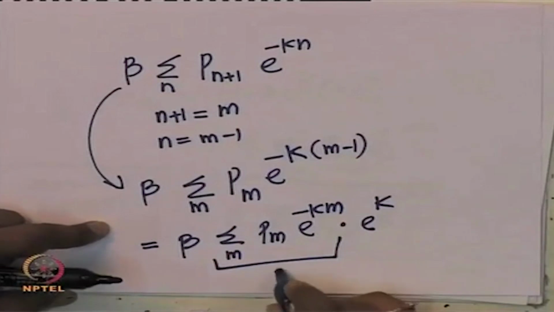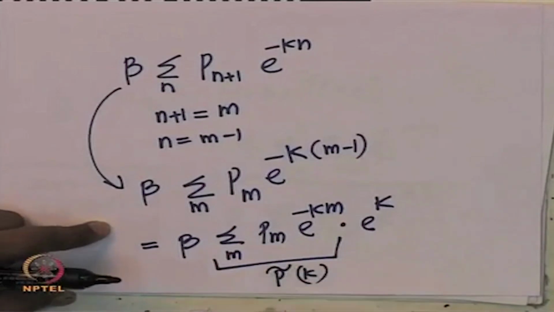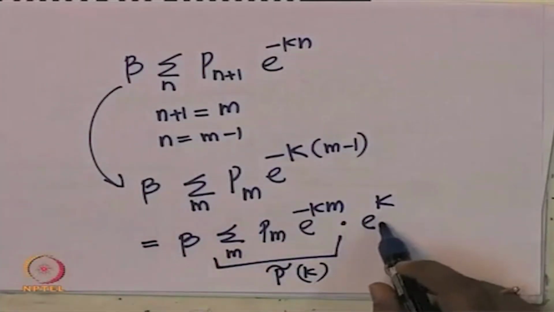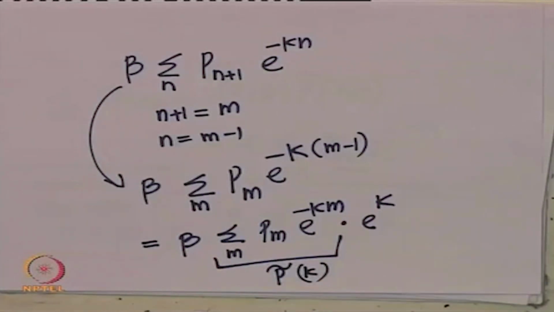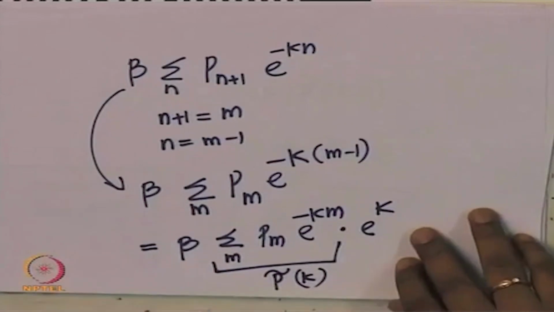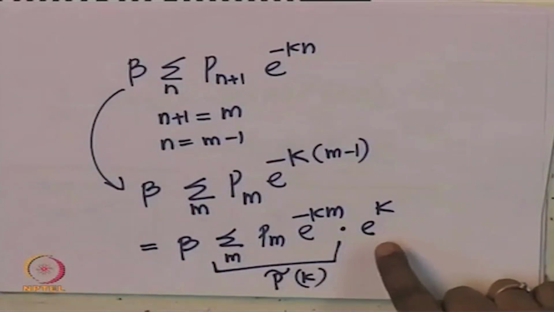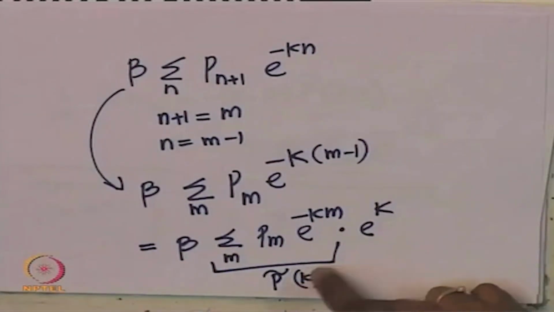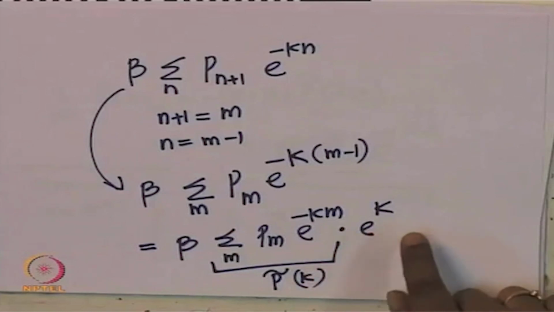So, this whole thing becomes p tilde of k again, and this is e power k. So, this becomes p tilde of k e power k. Previously, we had there p tilde of k e power minus k. So, this term becomes p tilde of k e power k.